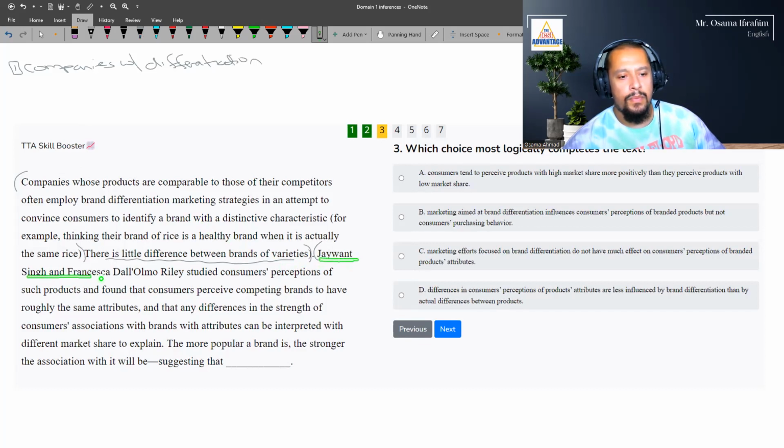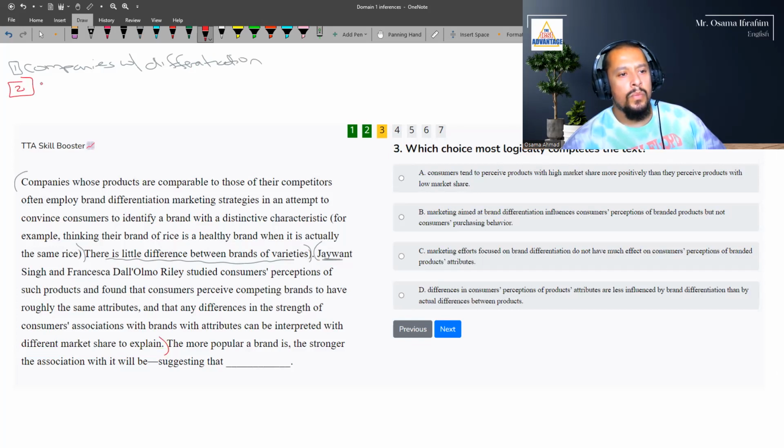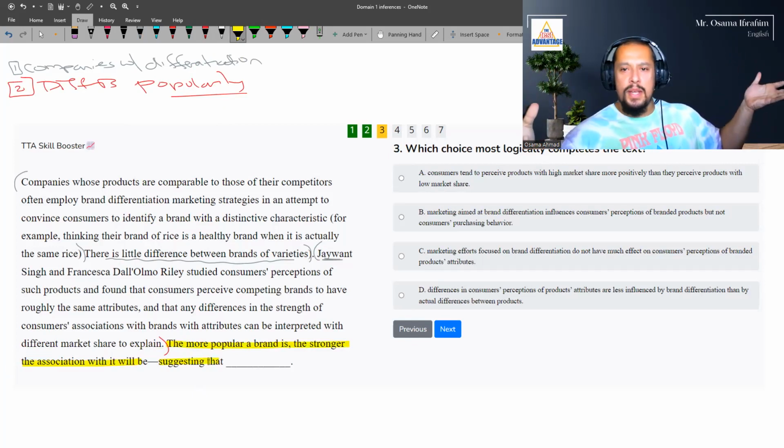Jay Singh and Francis Dal-Olmo studied consumers' perception of such products and found that consumers perceive competing brands to have roughly the same attributes, and that any differences in the strengths of consumers' associations with brands with attributes can be interpreted with different market share to explain. The more popular a brand is, the stronger the association with it will be, suggesting that. Okay, so we could say differentiation is popularity. Very good job. So companies use brand differentiation, although they're the same thing.